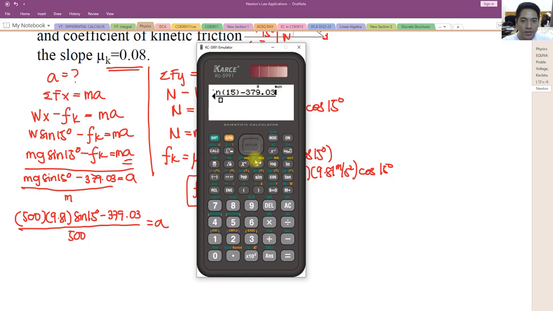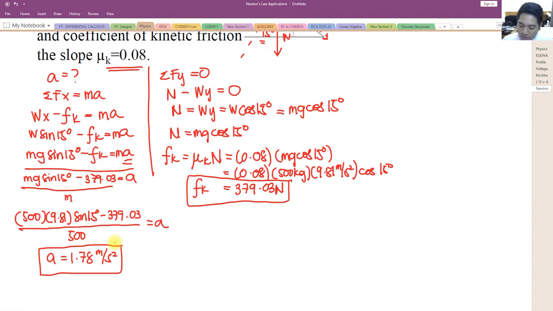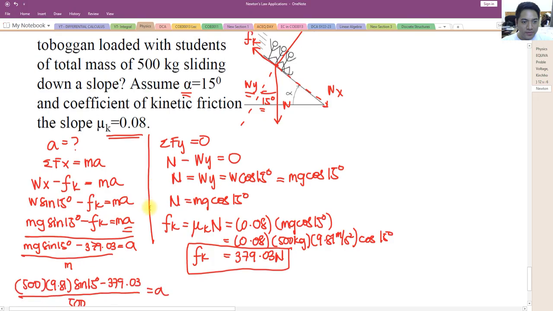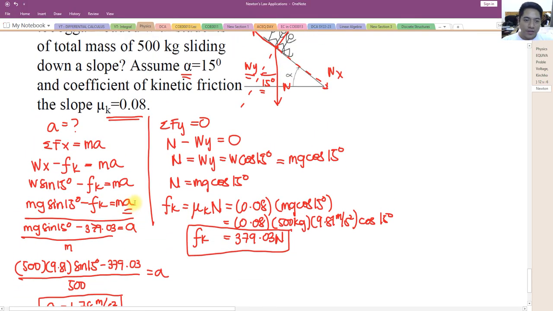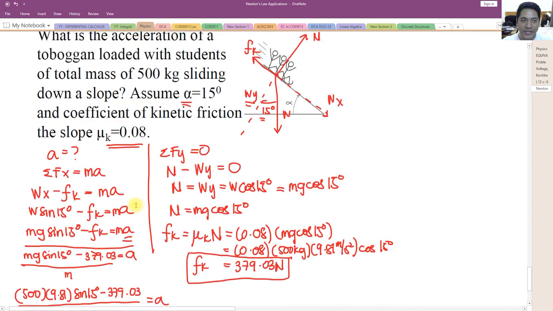Minus 379.03, all over 500, the answer is 1.78, rounding off to the nearest 2 decimals. So you have acceleration 1.78 meters per second squared. And this is our answer for the acceleration of them. If you just know how to do the free body diagram and analyze the summation of Fx and Fy, then we will not be having any problems here.